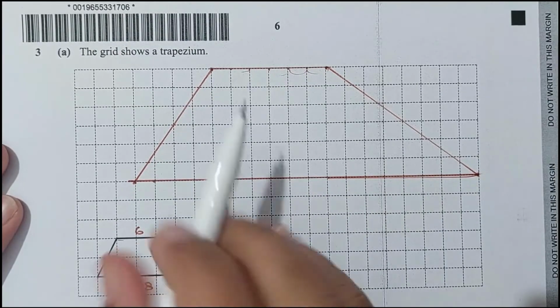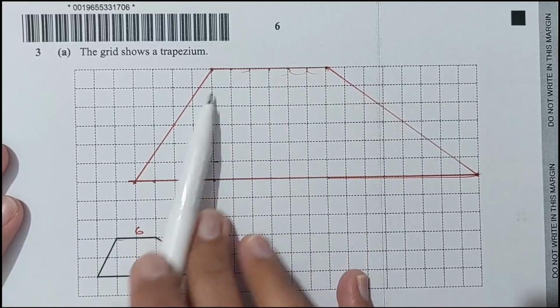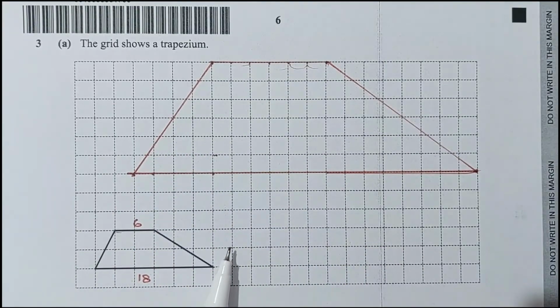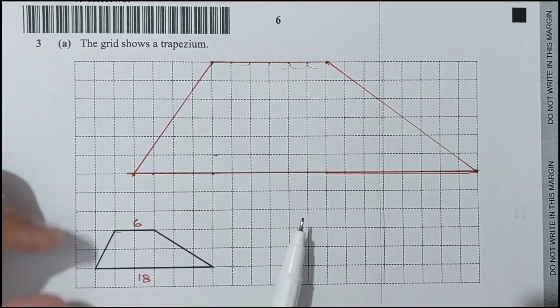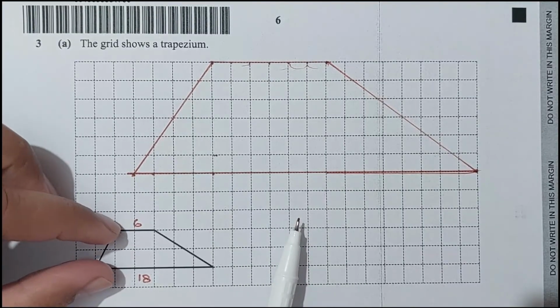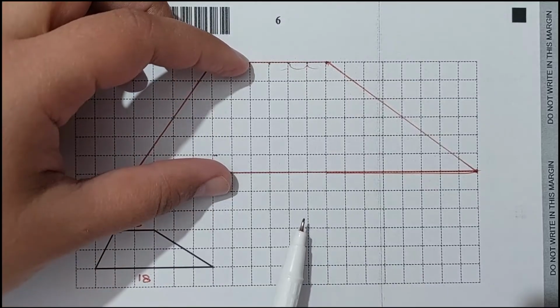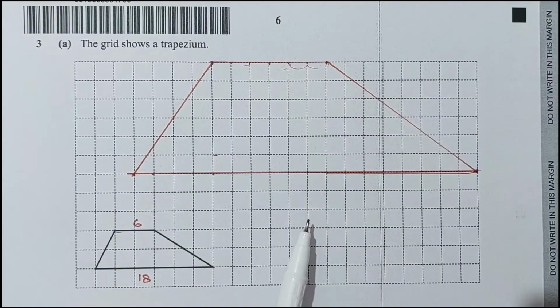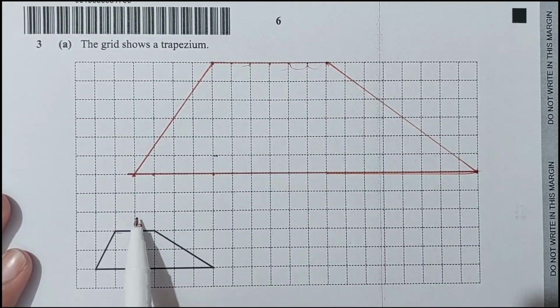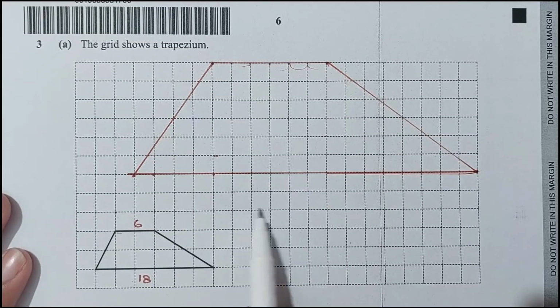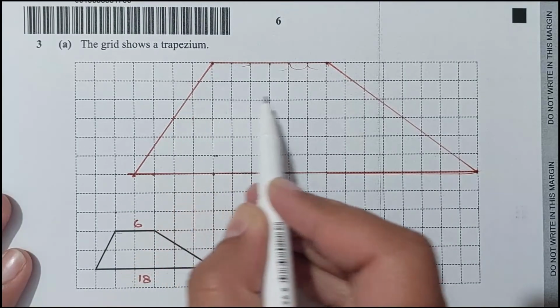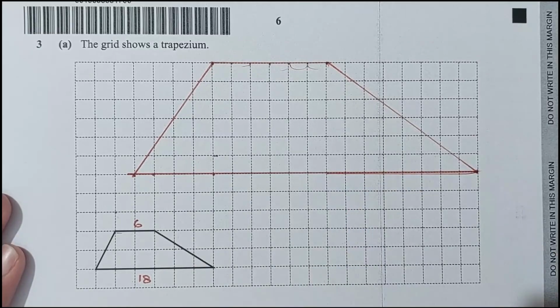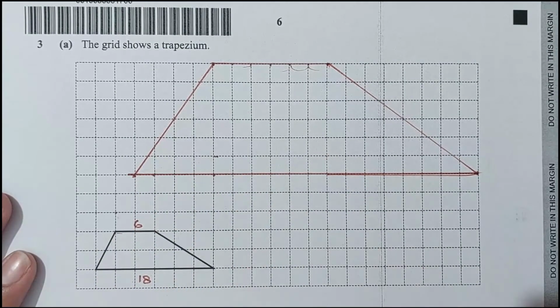This is not compulsory to start from the top. You can start from this point or this point, but the shape stays the same. It could be enlarged, the size of the shape can be different, but the shape stays the same. It does not look like a rotation or reflection, right? It's just an enlargement. If you start from this point, you can also draw this 18 over here. So everyone's answer is different, but the main concept is you have a scale factor, so just enlarge the new sides of the trapezium.